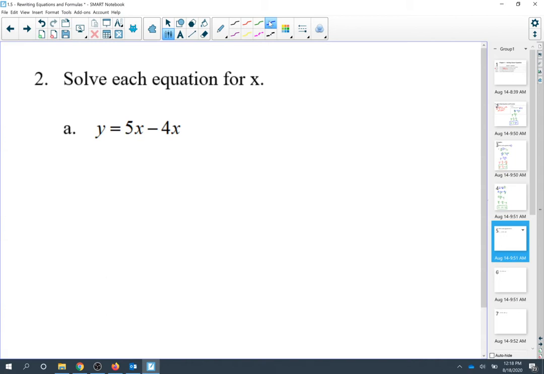The first thing I'm looking at here is my right-hand side, and I'm going, wait a minute, I can simplify. 5x minus 4x is 1x. So I'm going to leave my y. I'm going to combine like terms. That's just 1x. I'm done. X equals y.